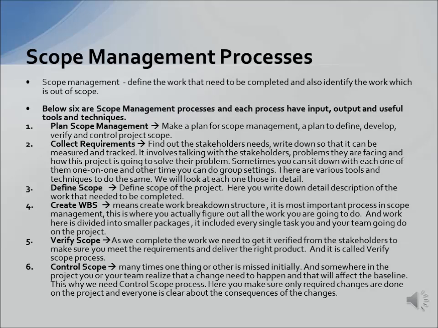Sometimes one thing or the other is missed initially, and somewhere in the project you or your team realize that a change needs to happen, and that will affect the baseline. This is why we need the control scope process. Here you make sure only required changes are done, and everyone is clear about the consequences of the changes.